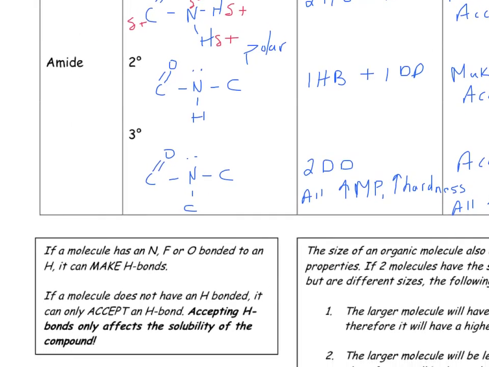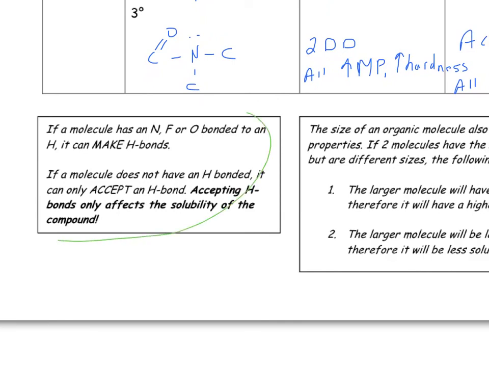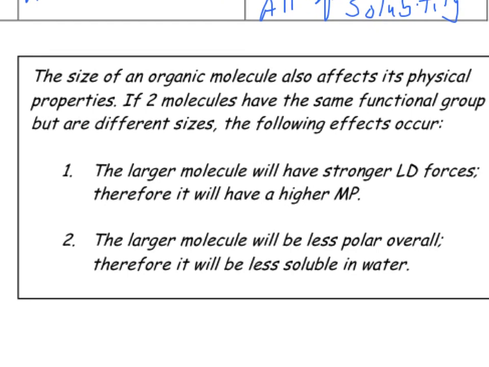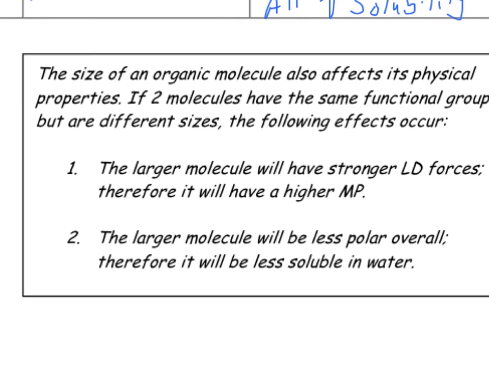At the bottom of the note, you have 2 boxes. This one summarizes the difference between making hydrogen bonds and accepting hydrogen bonds. And the other box describes how the size of your organic molecule influences its properties. If 2 molecules have the same functional groups but different sizes, the following effects occur. The larger molecule will have stronger London dispersion forces. Therefore, it will have a higher melting point. However, the larger molecule will be less polar overall.